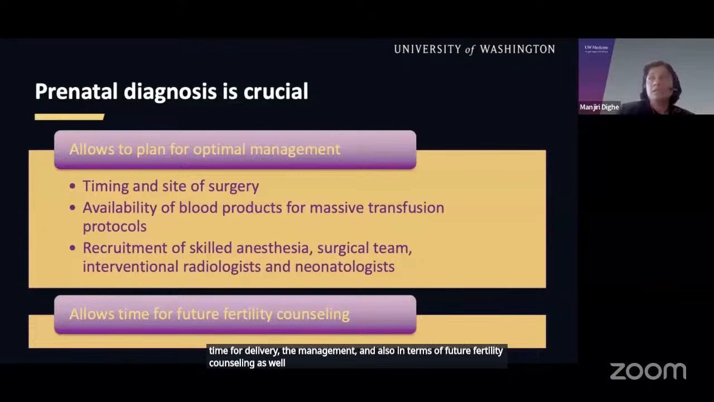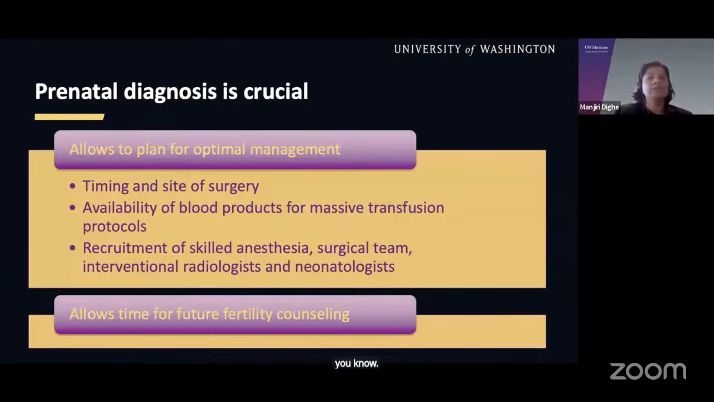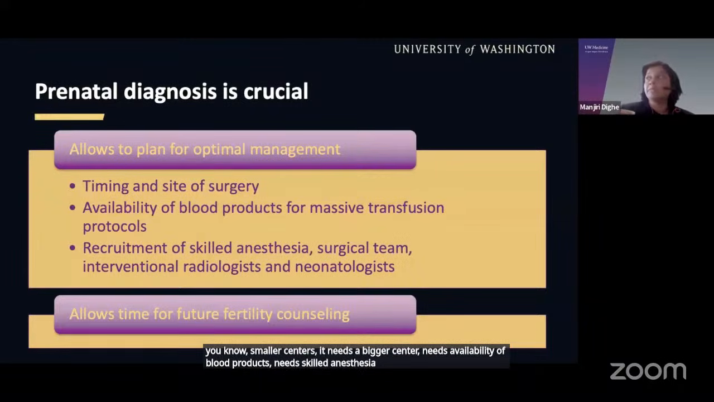In terms of management, we need to decide the time and site of surgery because this cannot be performed at smaller centers. It needs a bigger center, needs availability of blood products, needs skilled anesthesia, a surgical team, even an interventional radiologist in some cases, and of course a neonatologist to take care of the baby.